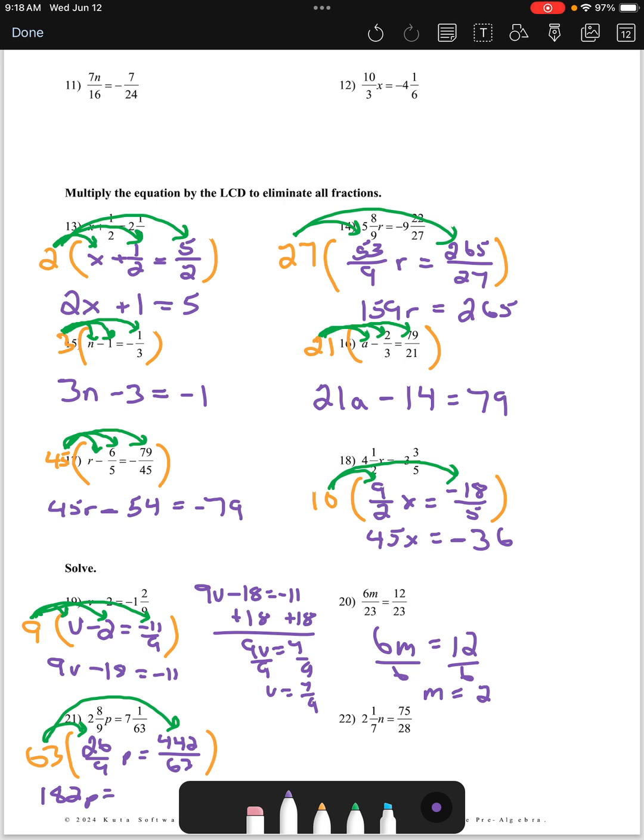The right fraction, we're multiplying 442 over 63 by 63, so we are just getting rid of the denominator, and we have 442. Divide both sides by 182. P is equal to 442 over 182.